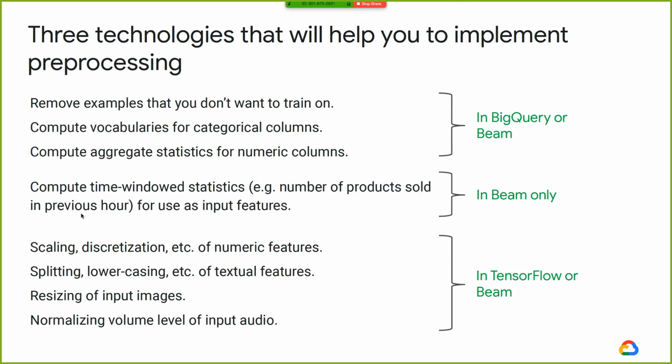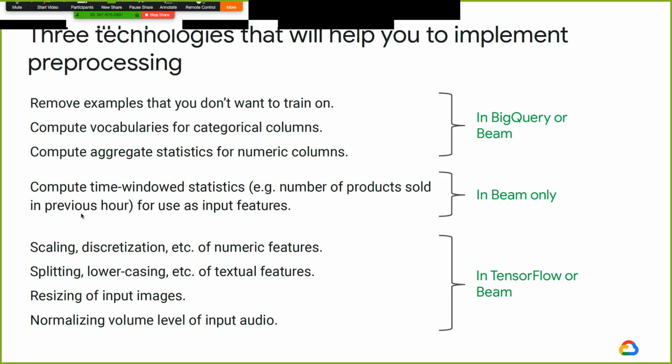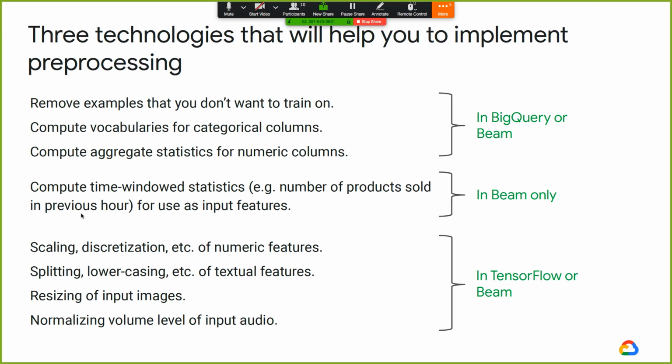And this slide shows where each technology is more appropriate. For example, if it is batch processing where we want to remove data that we don't want to use, or compute aggregators, we can use BigQuery or Beam or Spark. But if we are computing time window statistics, such as the number of products sold in the previous hour, in that case we have to use Beam. And in TensorFlow, if we have the aggregators, then we can pass them to TensorFlow, write a function, and add another engineered feature.